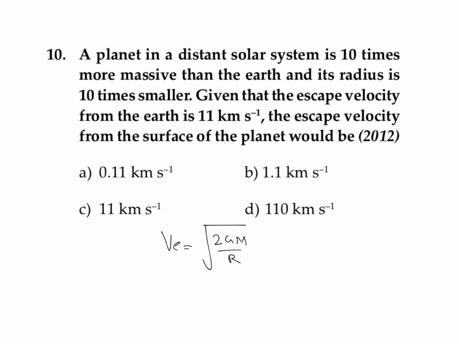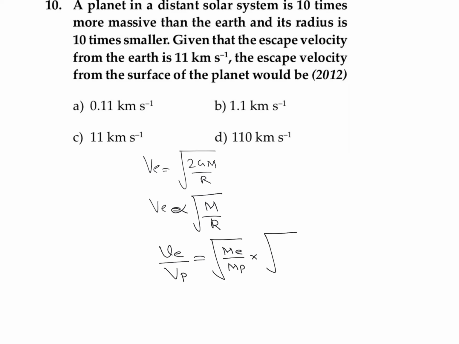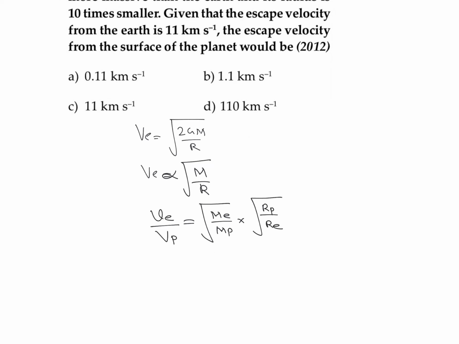So we can write this escape velocity is directly proportional to the root of mass and inversely proportional to root of radius. So we can write the value of this escape velocity on Earth divided by escape velocity on that planet will be equal to under root of mass of Earth divided by mass of planet, into under root of radius of that planet and radius of Earth.